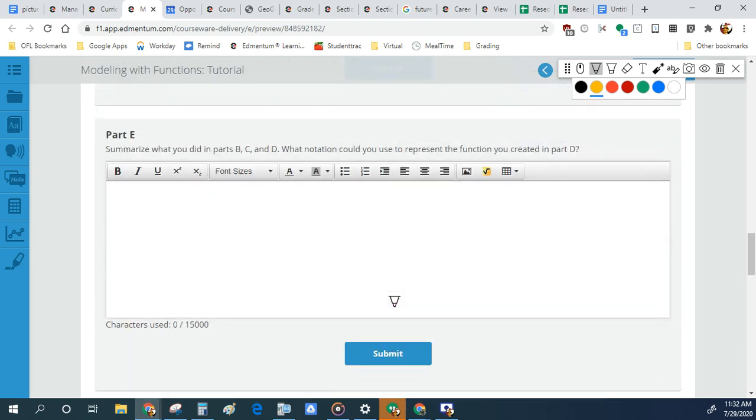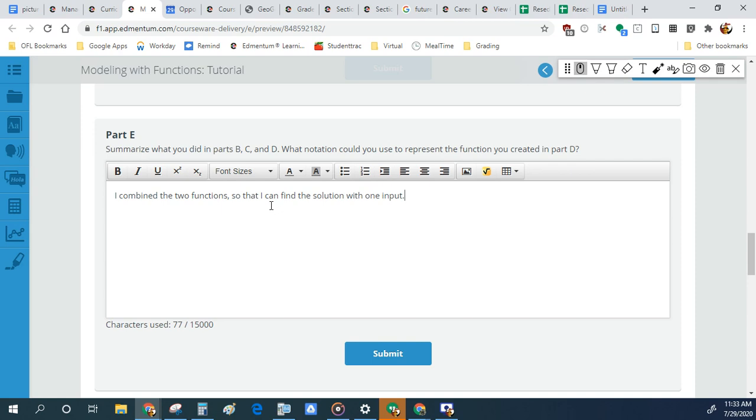All right. So summarize what you did in parts B, C, and D. So all you would do is you would just say something like, I combined the two functions so that I can find the solution with one input.